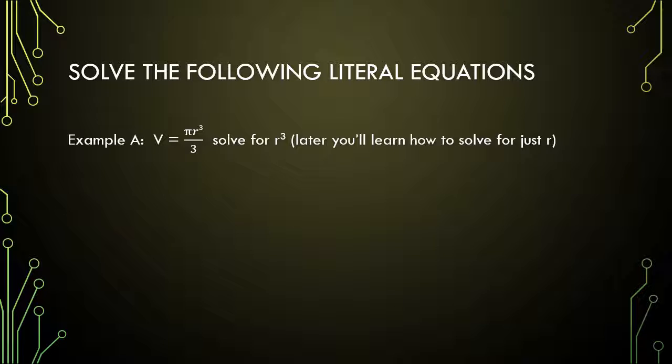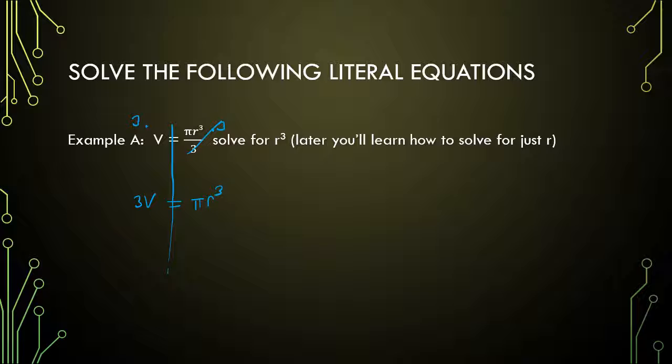When we solve this one out, we're trying to get r cubed by itself. It has divided by 3 on the entire side, so we're going to multiply by 3 to both the left and the right side. On the right side, they cancel or reduce to 1. On the left side, 3 times v is 3v. We still have pi r cubed, so we bring that down.